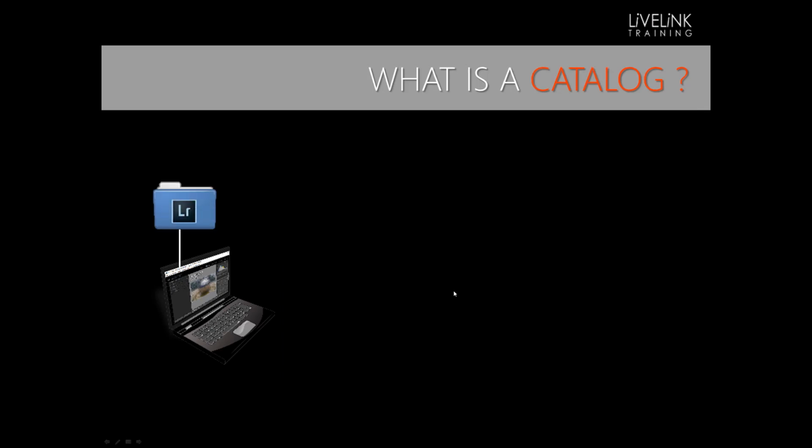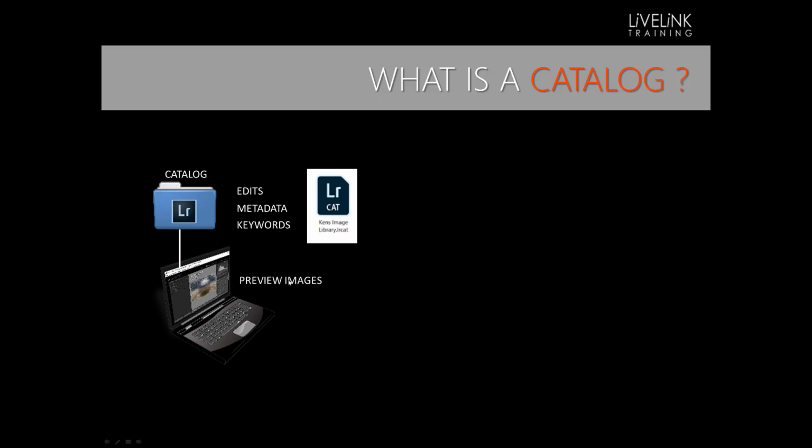Now let's just run through that a little bit further in a little bit more detail. So here we've got the catalogue folder again. Now any edits we do go into this folder, go into the catalogue. Any metadata from your camera or anywhere else goes into the catalogue. Any keywords, they all go into Ken's Image Library.lrcat. They are all stored in this catalogue file. All your preview images, they are stored in Ken's Image Library Previews. This is the LR data file.